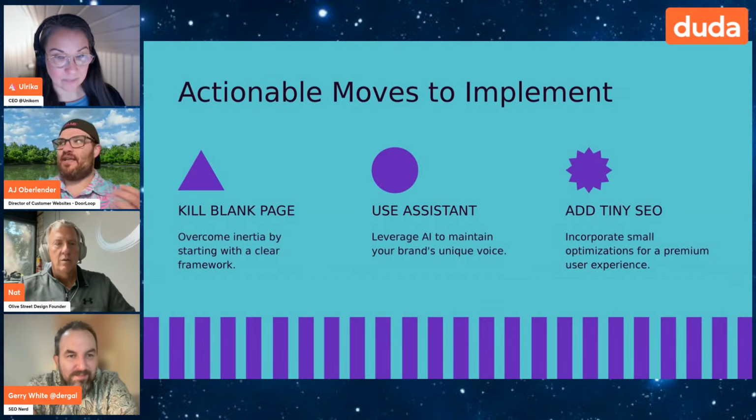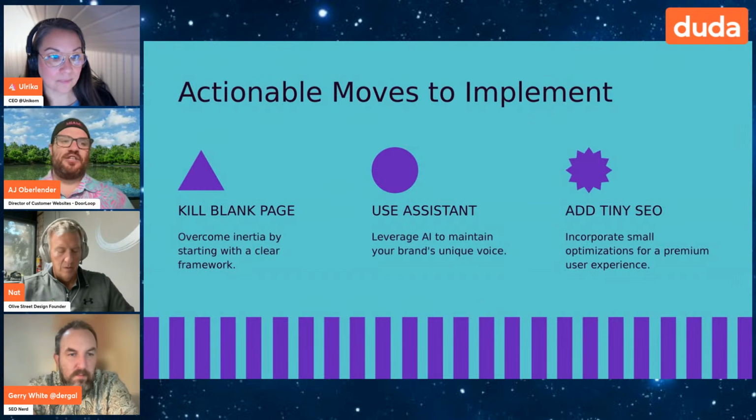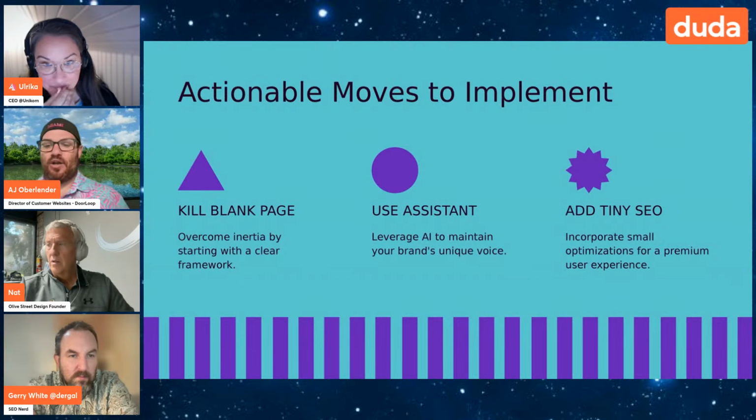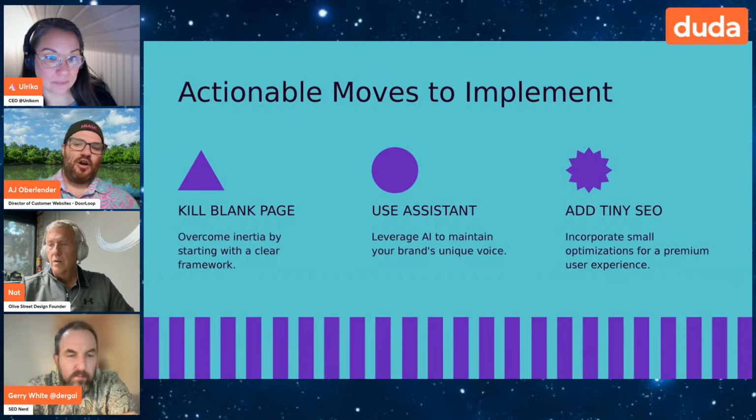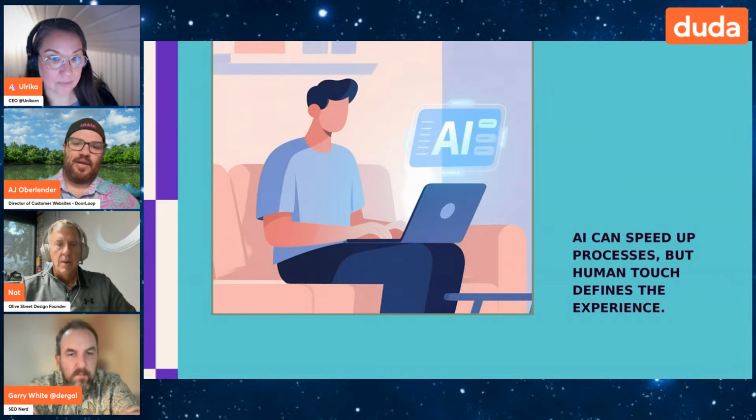AI is just taking thousands of websites and trying to distill that into what it believes should be there, but it doesn't know your customer's brand. It doesn't know what some of the extra pieces that the customer might want in that website, how they might interact with something else that you put on the website. So always look at it as a starting point, not an ending point. AI can speed up the process, but human touch defines the experience.